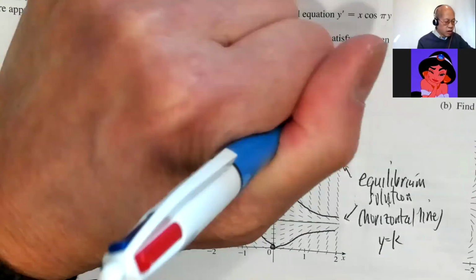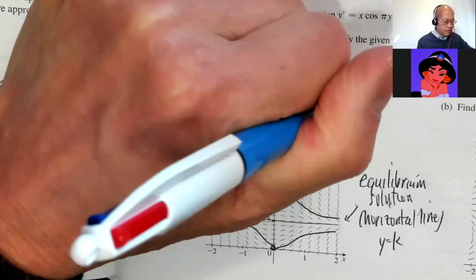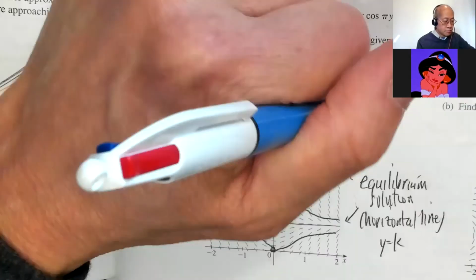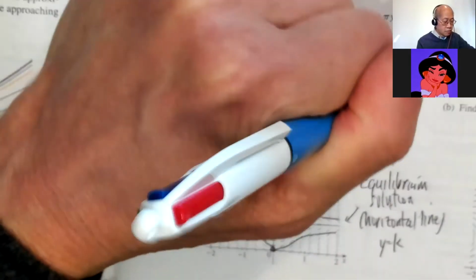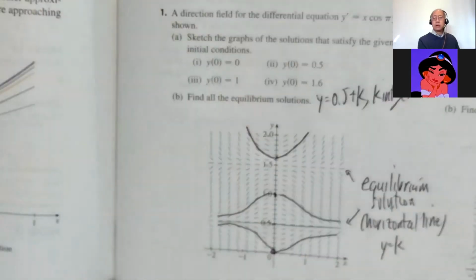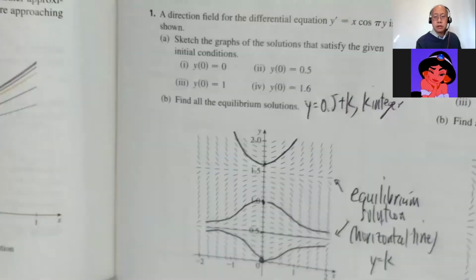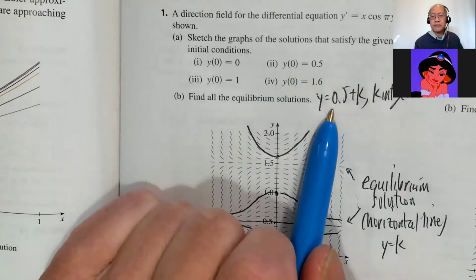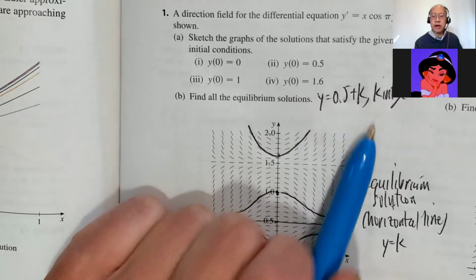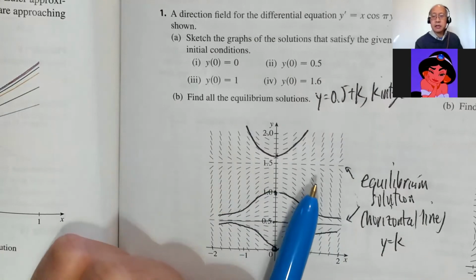So we're going to say y equals 0.5 plus k, where k is an integer. Meaning 0.5 plus 0, plus 1, plus 2, plus 3, minus 1, minus 2, minus 3. That seems to be the case.